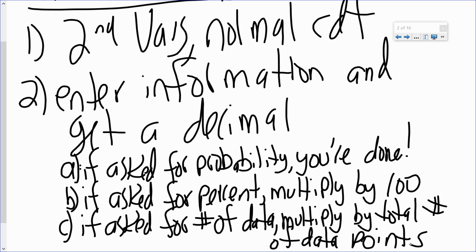If they just ask you for the probability, you're done. If they're asking you for a percent, you're going to multiply that decimal by 100. If they ask you for the number of data points, so for example, how many students, how many tests, how many whatever the question is talking about, you're going to multiply that decimal by the total number of data points. And you'll see what that means as we go through. So if you want to take a picture of this, again, you should have something similar to this in the front of your packet. Those are the three circumstances.